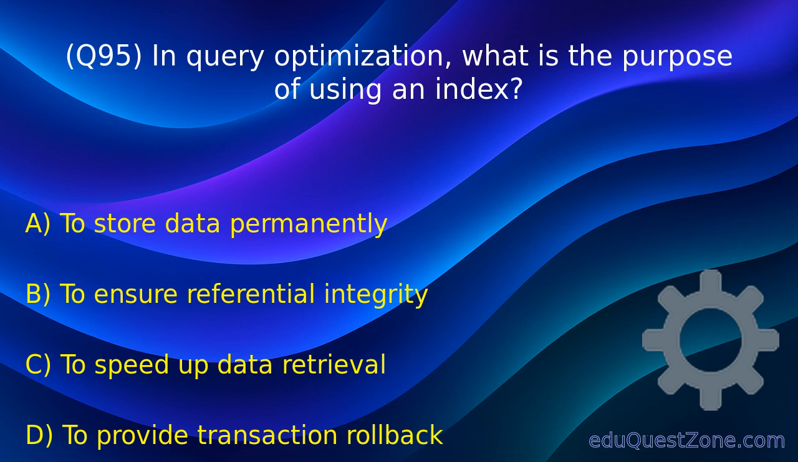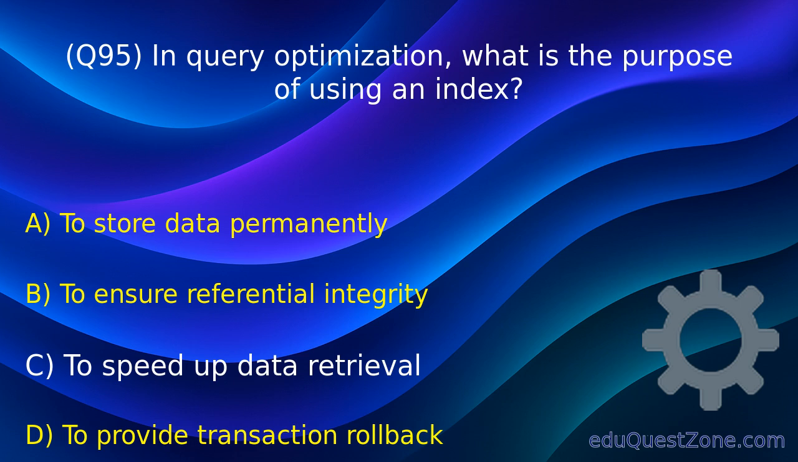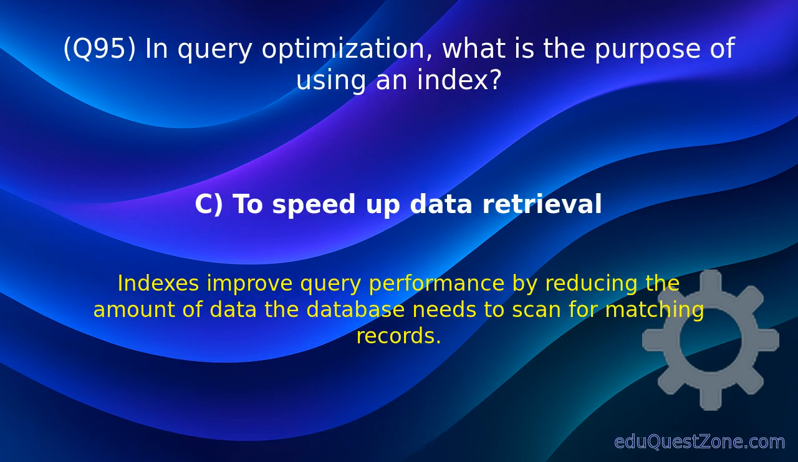Question number 95. In query optimization, what is the purpose of using an index? Option C. To speed up data retrieval. Indexes help speed up data retrieval by reducing scan time.